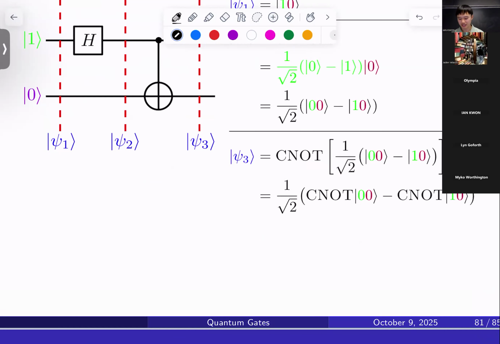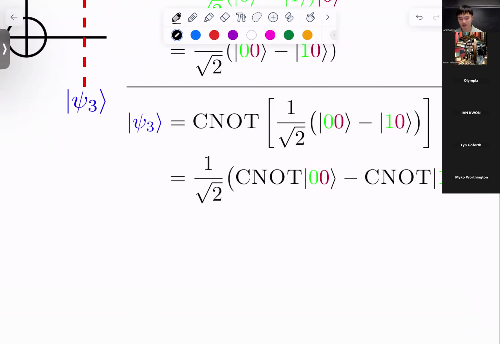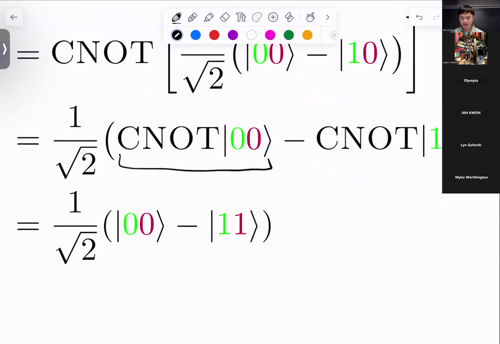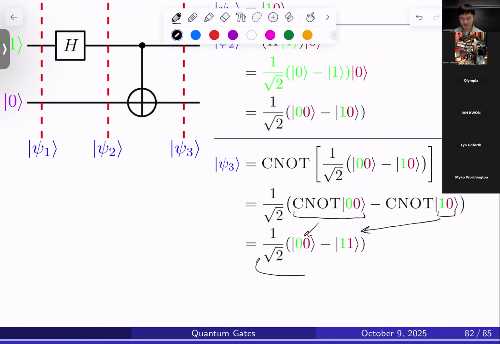So now actually implementing that, first by linearity, we're going to distribute it into the parentheses. So now we have this. And then now actually applying it, let's look at the first case. Since the first qubit is a 0, we don't do anything, right? The control is not activated. So it stays as 0, 0. But now in the second one, the first bit is a 1. So we're going to use the control. It's going to apply the X to the second qubit. And we know that X on a qubit flips it. So it becomes a 1, 1. So we get this. Okay? This makes sense? So this is our final state after the circuit.